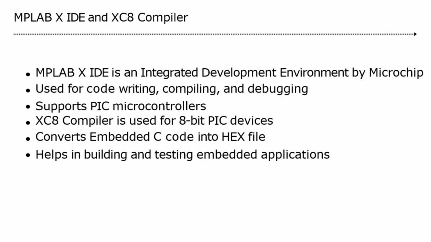Now coming to the XC8 compiler. The XC8 compiler is used for 8-bit PIC microcontrollers. It converts the embedded C code into a HEX file. The HEX file contains machine-level instructions that the microcontroller can understand. After compilation, these files are used for programming the microcontroller or running simulations. In my project, I used PICSimLab to simulate the system. These tools helped me complete my project smoothly.